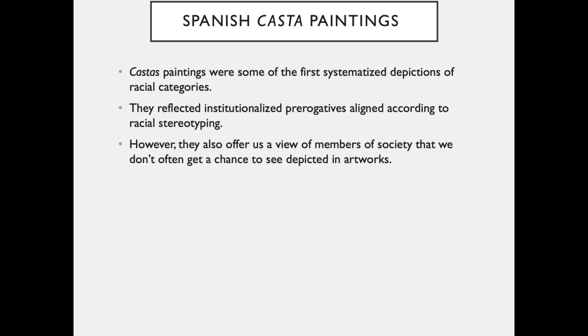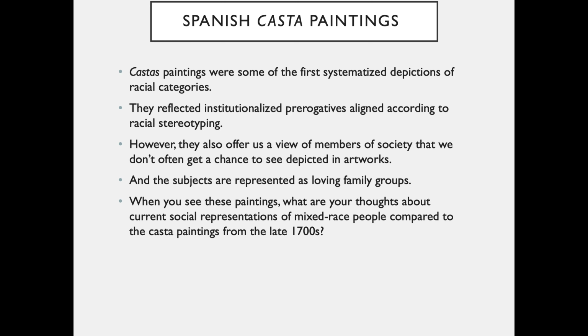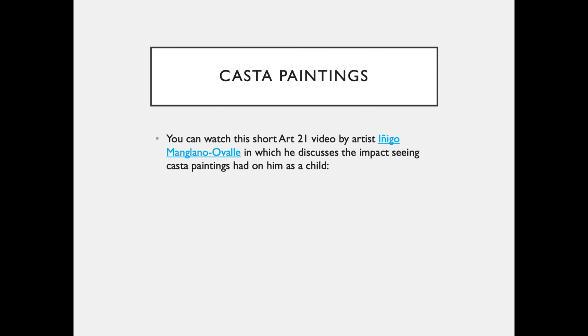They reflected institutionalized prerogatives aligned according to racial stereotyping. However, they also offer us a view of members of society that we don't often get a chance to see depicted in artworks, and the subjects are represented as loving family groups. When you see these paintings, what are your thoughts about current social representations of mixed race people compared to the Casta paintings from the late 1700s?